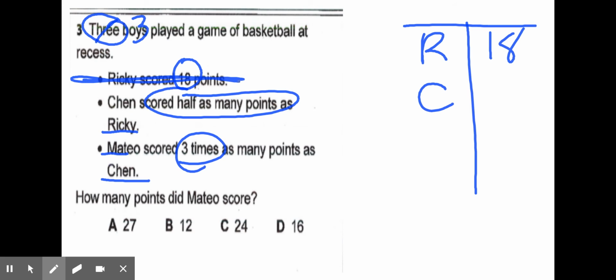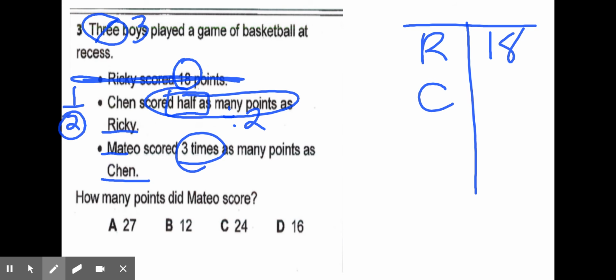Chin is half as many as Ricky. Remember, half means to divide by 2. You may ask yourself, well, why do we divide by 2? Because when you write a half, your denominator is a 2. So that's why we divide by 2. If they would have said Chin had a third as much, you would divide by 3. A fifth as much, you would divide by 5. So a half, since 2 is our denominator, we divide by 2.